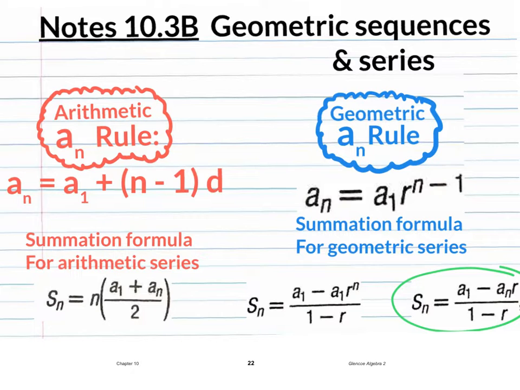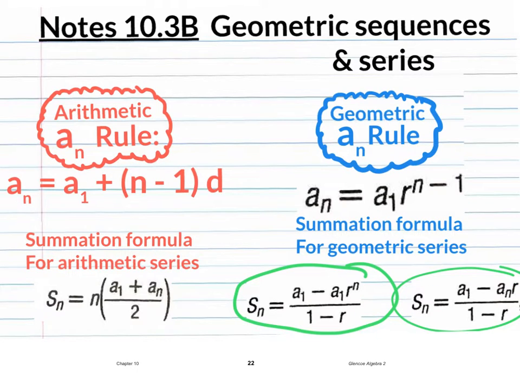Now, the summation formula, there's actually two of them. There's this one right here that's great when you have your first term on your list and the common ratio. And this one's even better if you have the first term on your list, the last term on your list, and the common ratio. Now, why do I say this one's even better?